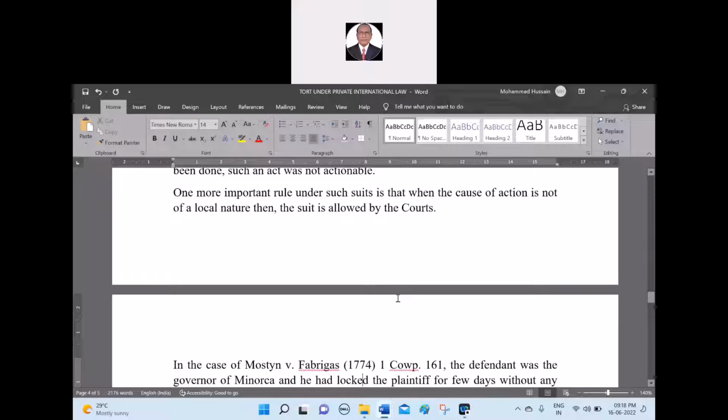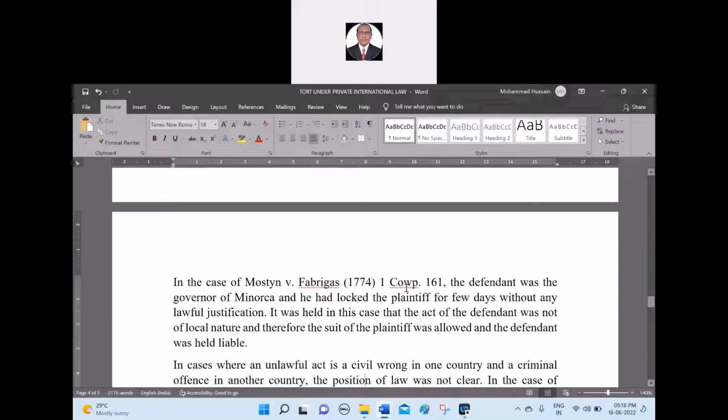Okay, coming to the point. We said that if the act is silent, meaning the statute is silent, we can borrow the advanced legal system of another country also. That is the point. So now let us see another case. Mostyn versus Fabrigas case law. The defendant was the governor of Minorca and he had locked up the plaintiff for a few days without any lawful justification. It was held in this case that the act of the defendant was not of a local nature, and therefore the suit of the plaintiff was allowed and the defendant was held liable.